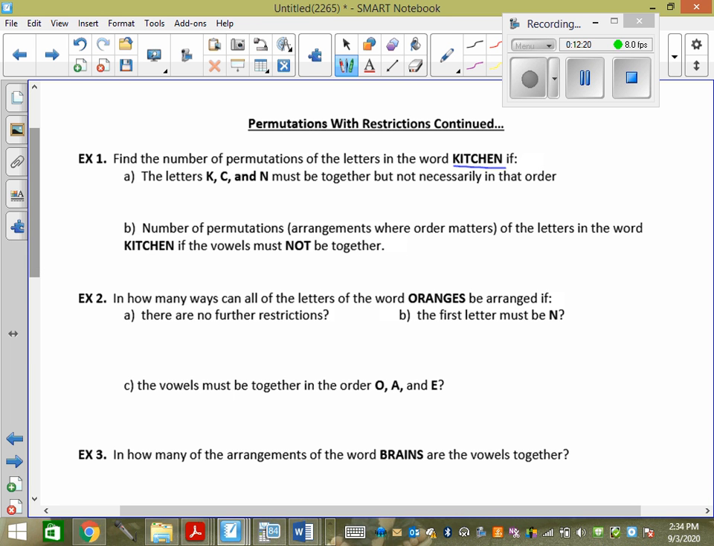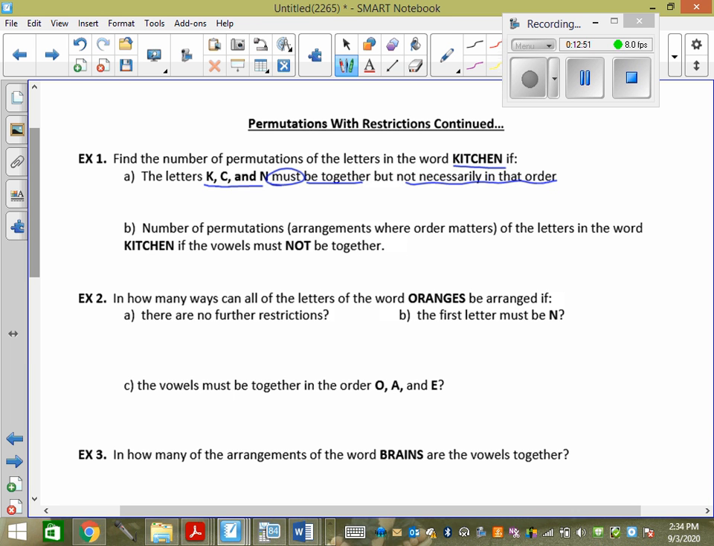So we look at the word kitchen. Does it have any doubling or tripling letters? No, and we're going to have to start looking, because today we're going to start having repetition. Okay? Here it says if the letters K, C, and N must be together, but not necessarily in that order. Every time you do a word, it's a permutation, because in words order matters, right? If not, loop and pool would mean the same thing. Do they? No. So words are always permutations.